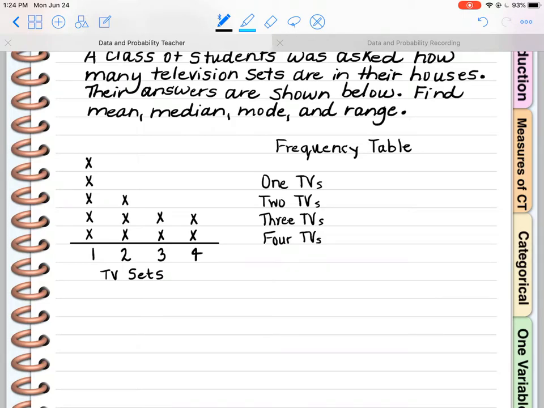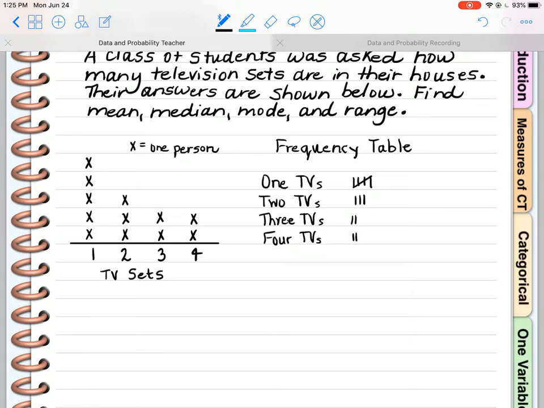How many people, and you have to realize too that X is one person. So in the 1 category, I see 5 X's. That's 1, 2, 3, 4, 5 people said that they have 1 TV. The 2s, there were 3 people. The 3s, there were 2. And the 4s, there were 2.